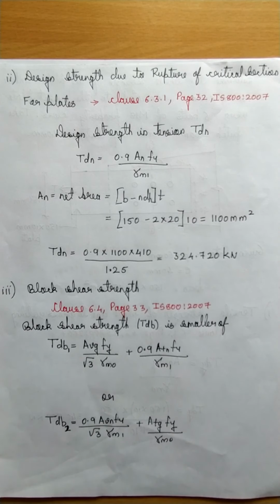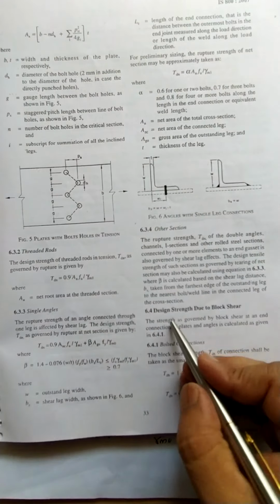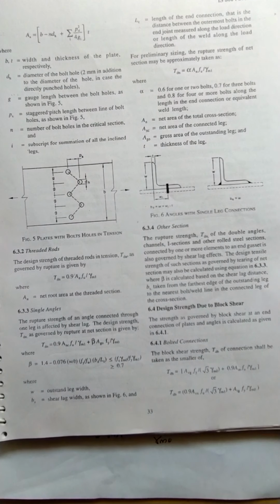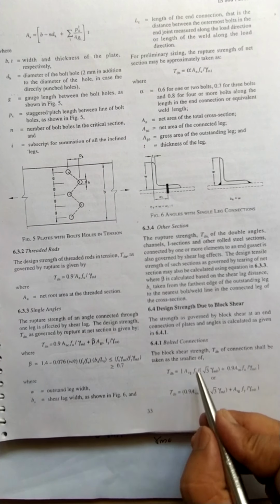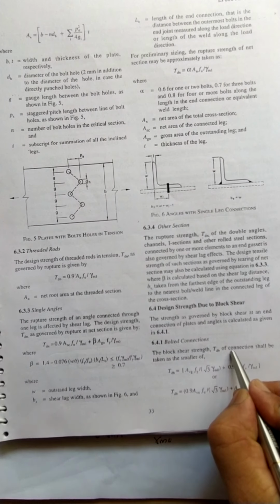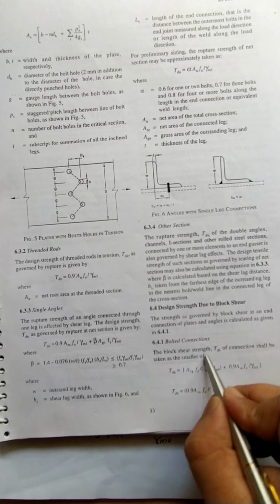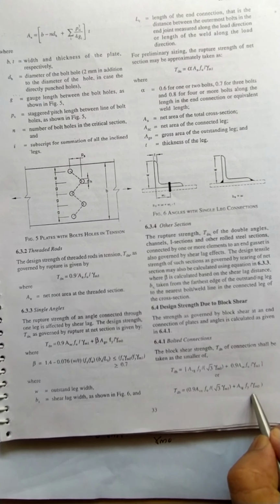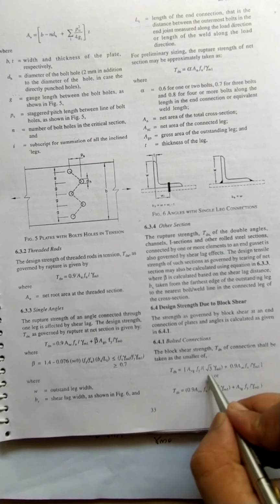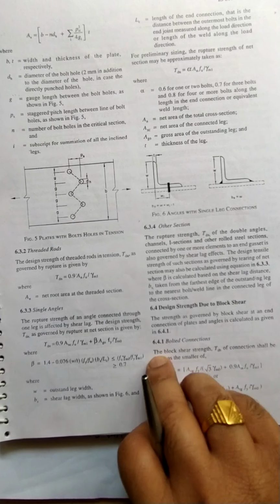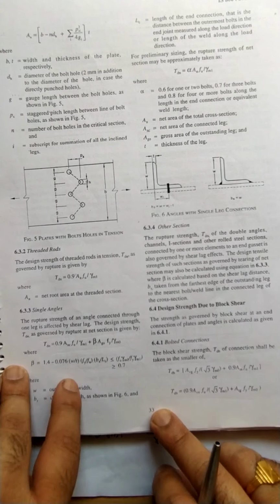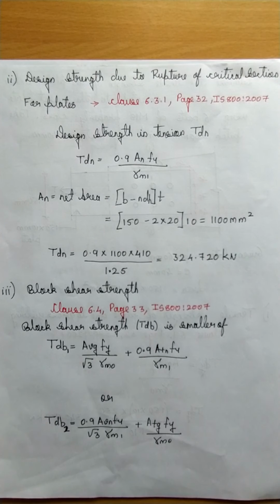Now the third component. So we have got the answer for design strength due to yielding and design strength due to the rupture of critical section. Now next, design strength due to block shear. So the block shear strength Tdb of the connection shall be taken as the smaller of two formulas. Whichever is the smaller of the 2 is the Tdb value. It is on page number 33 of IS 800 2007. So this same thing I have written here.